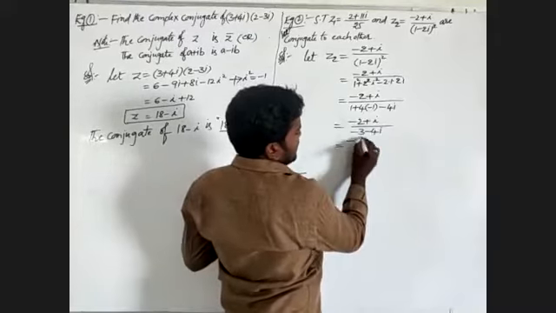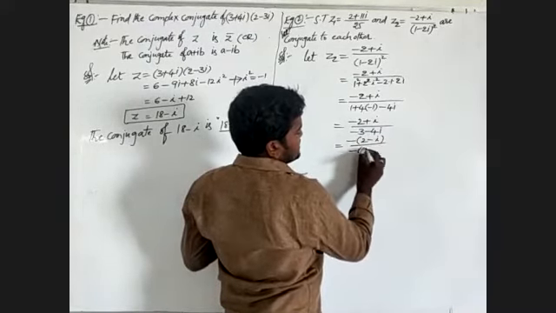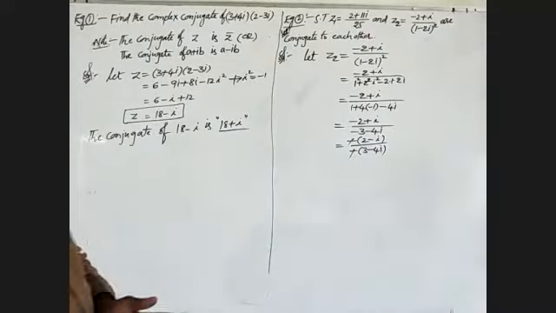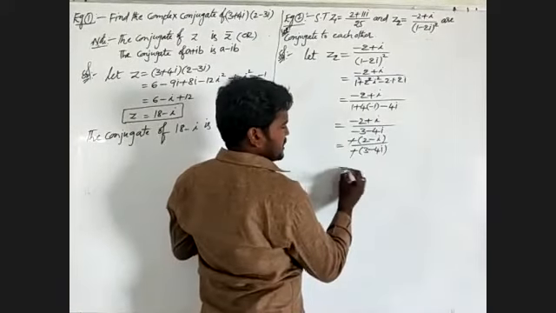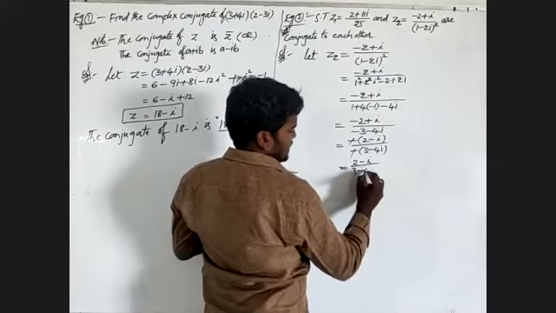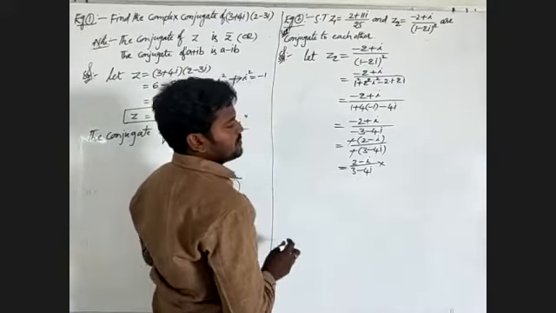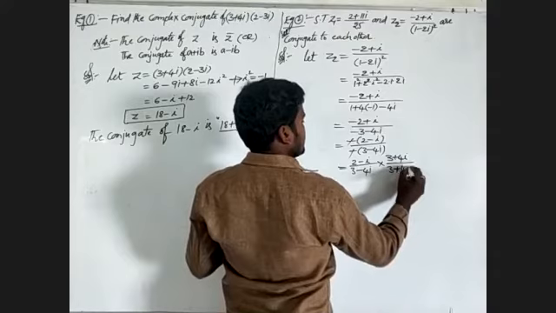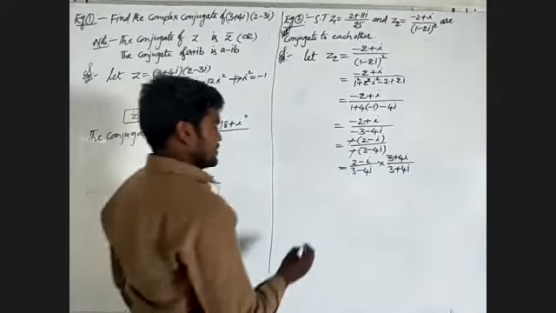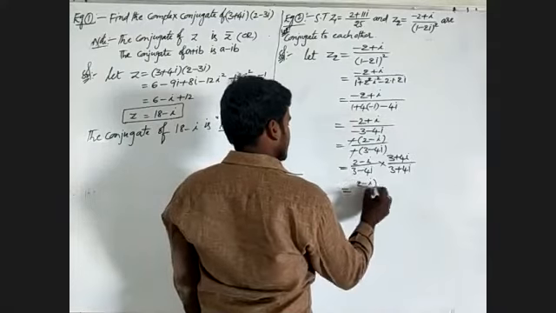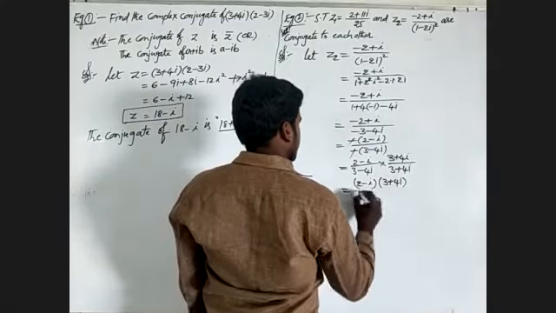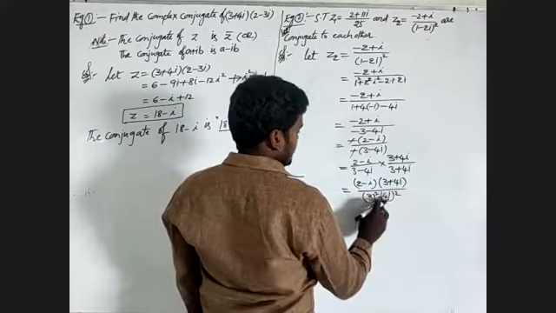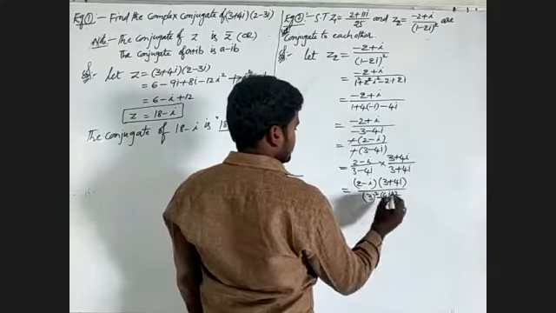Here the numerator and denominator have a common factor of minus, so it is written as (2 - i)/(3 + 4i), with minus and minus cancelling. Now rationalization: the conjugate of 3 + 4i is 3 - 4i. So we multiply by (3 - 4i)/(3 - 4i). The denominator is of the form (a + b)(a - b), which gives 3² - (4i)².